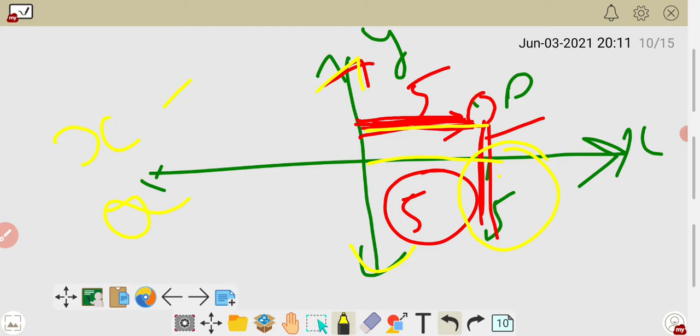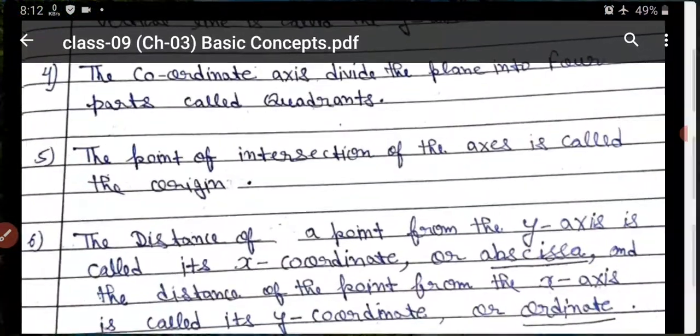And the distance of the point from the y axis, sorry, from the x axis. Suppose you have to make a point here. Now from the y axis you have to measure the distance. The x axis is here, just measure this gap. So what is the distance here? Just look at the previous point, I will explain here, don't get confused.